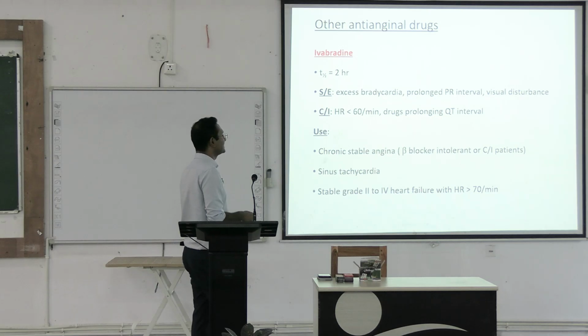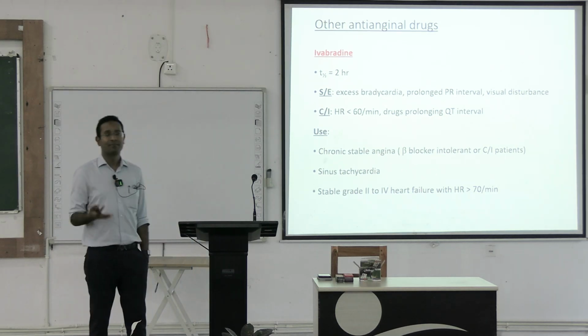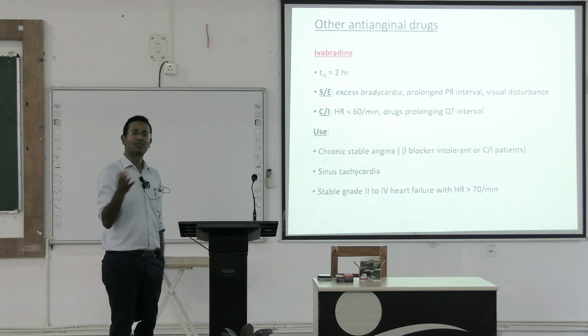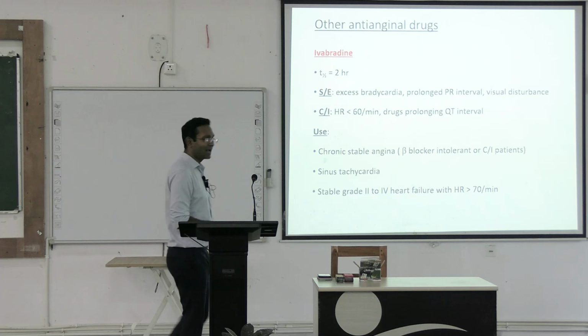Uses are chronic stable angina; patients who are beta blocker intolerant, maybe asthmatic patients, or in other contraindicated patients; sinus tachycardia; and stable grade 2 to grade 4 heart failure.